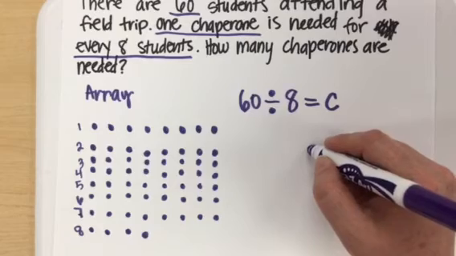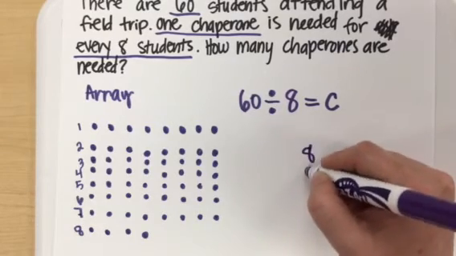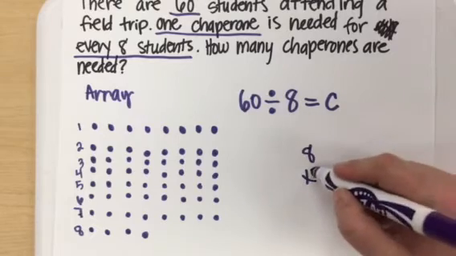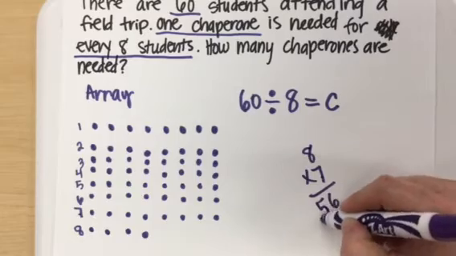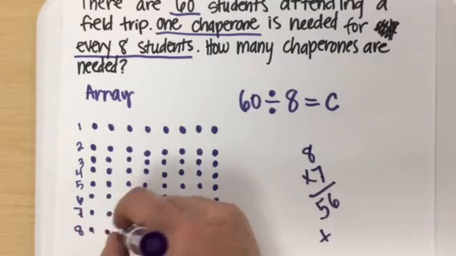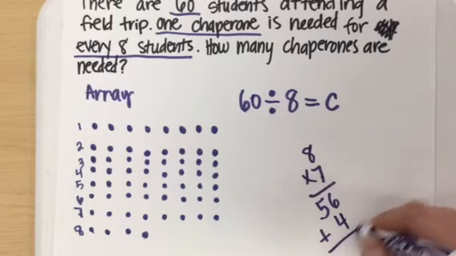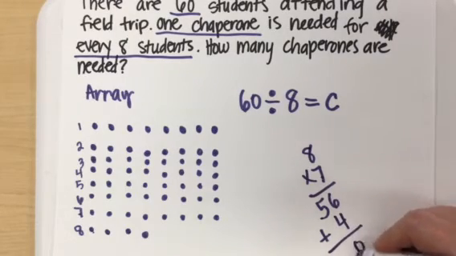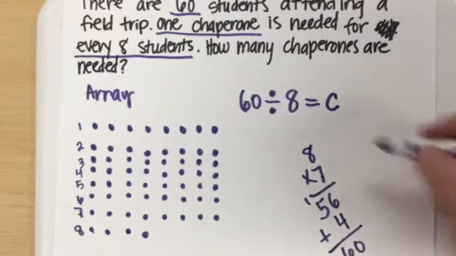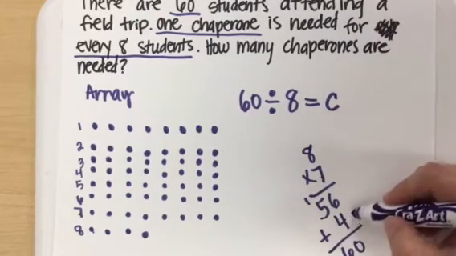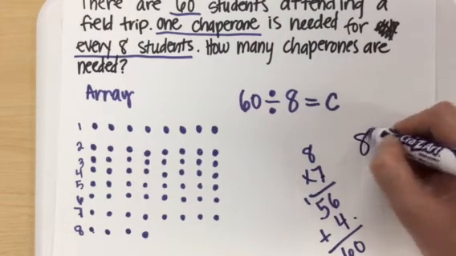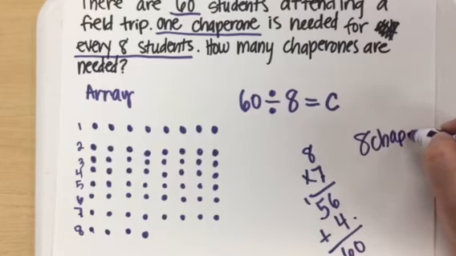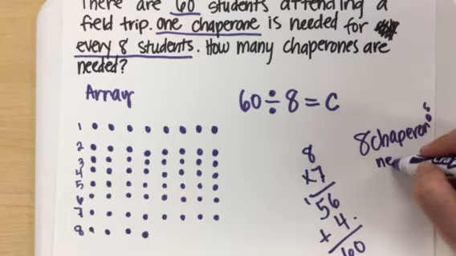So we're going to do 8 times 7 equals, so 8 times 7 is 56, plus we had 4 extra students that we had to put another chaperone with, is 60. So I know that my answer is right, and I should have 7 plus 1 more chaperone, so 8 chaperones needed.